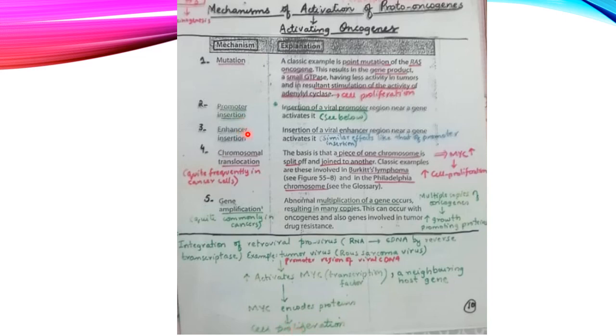Similarly, there is enhancer insertion as well. Enhancer is another region in the genome of the virus that can also result in enhanced production of messenger RNA, resulting in the production of some specific proteins like growth proteins. So the insertion of viral enhancer into the host genome can also result in the activation of MYC gene, and as a result of which there is cellular proliferation leading to cancer.